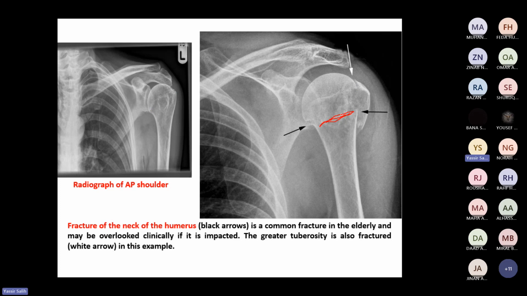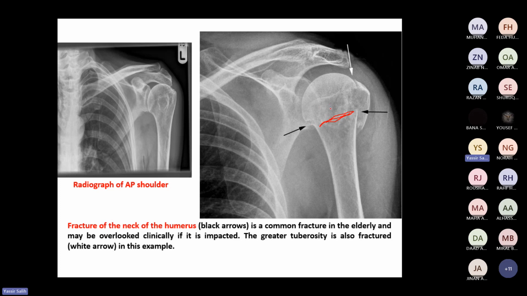But a fracture in the neck can be easily missed. What happens if there is impaction? Any fracture, when impacted, can be easily missed because there is no fracture line. What helps you is to look for an alteration in the normal trabeculation pattern.